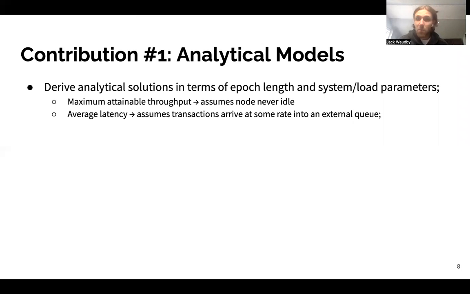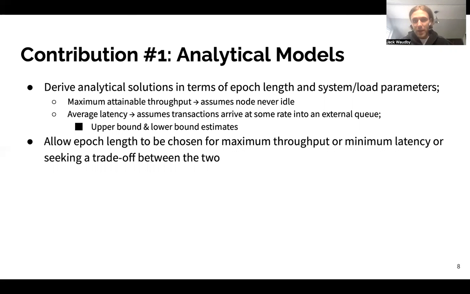The next model gives the epoch length that minimizes the average latency of the system of transactions. This assumption is a bit different. It assumes that transactions are arriving at some rate into an external queue, so nodes can be busy or idle depending on the rate at which transactions are arriving into the system. This model actually has two components: an upper and a lower bound, which I will touch on more later on.